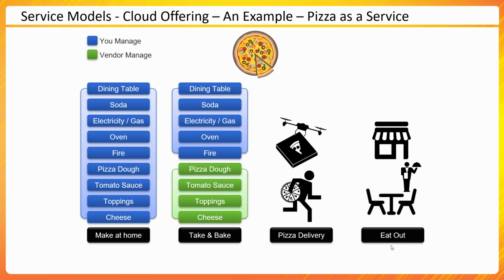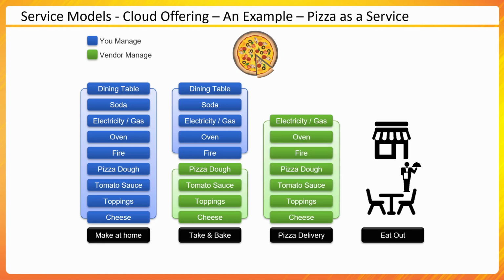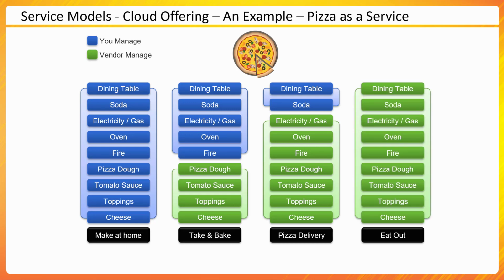So the basic stuff has been taken care of by a vendor. I am taking care of fire, oven, electricity, soda, and dining table in this case. Or if I'm saying I would go for a pizza delivery option, then I don't have to worry about anything, even oven, electricity. I just have to take care of dining table and soda, and I can enjoy my pizza. And if I feel I have to go and eat out, then I don't have to worry at all. I just need money in my pocket to pay for it, and I could enjoy pizza if I need to. Right. So you could clearly see that my responsibilities are diminishing as we are moving into a different model, and vendors' responsibilities are increasing with different models.